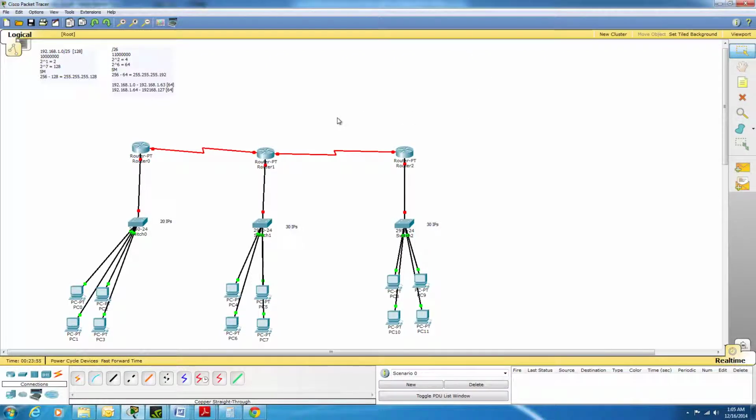Welcome back to part 2 of our series. In this part, we're going to start breaking down our 2 remaining blocks of IP addresses.